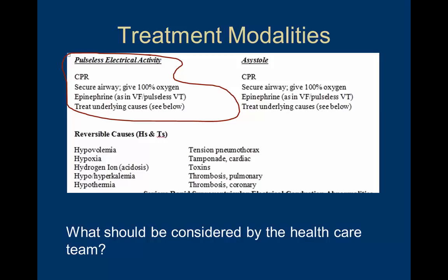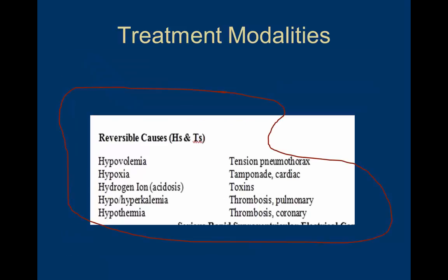So what else should be done for this patient? Well, you have to consider the H's and T's, because not only are these problems reversible, but if you do not consider the H's and T's, then you'll be doing chest compressions on this individual for a long time and his status will not improve. Now look at the H's: hypovolemia, hypoxia, hydrogen ion, which is acidosis, and so on, and then you have the T's. So these are fixable things.